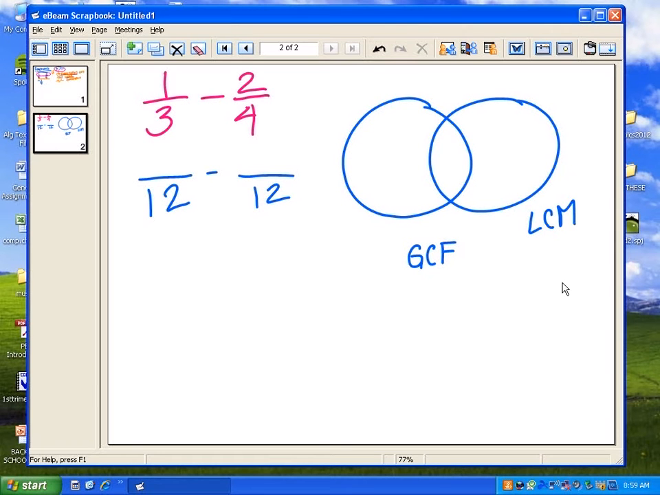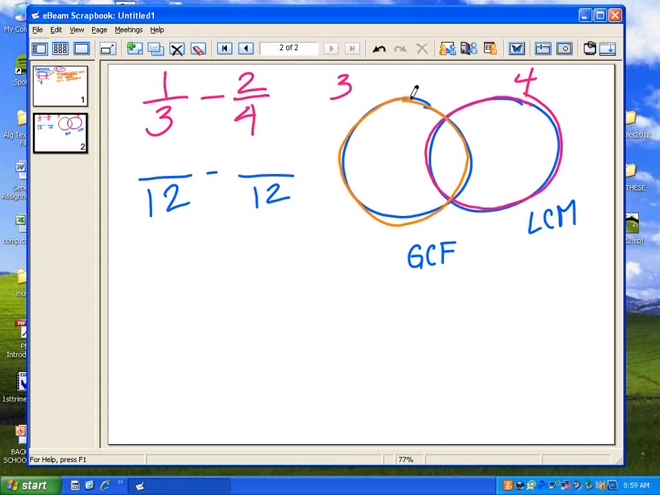So remember, you take your numbers that you're working with, your 3 and your 4, and you say, okay, this circle belongs to the 4, and this circle belongs to the 3. And then you take them to your primes.